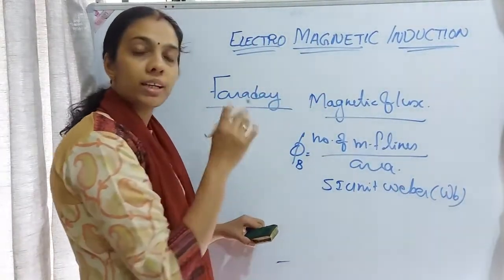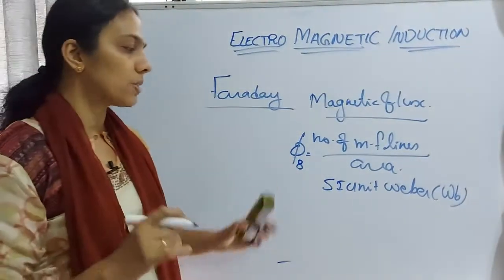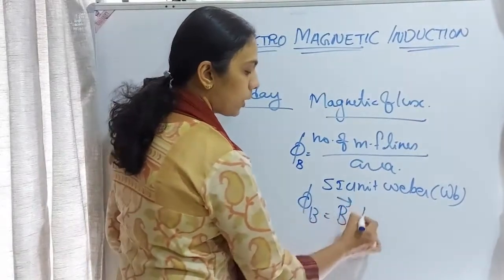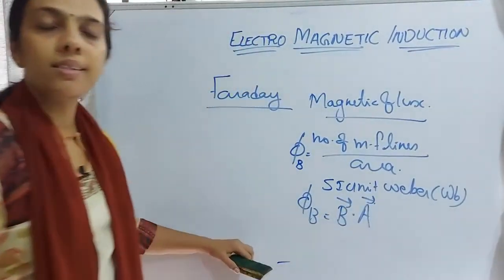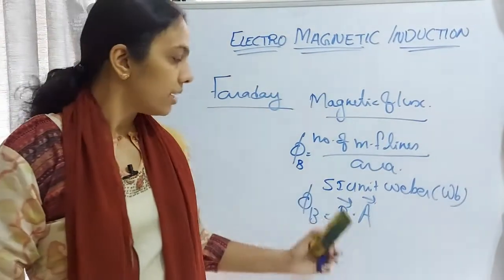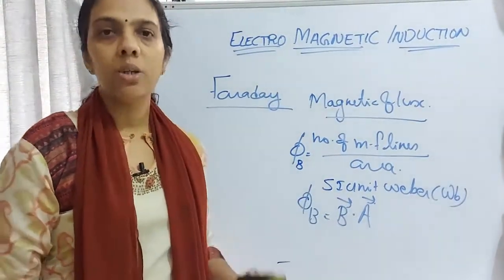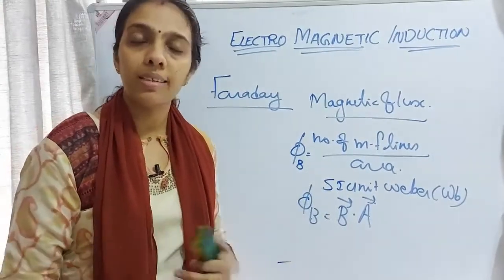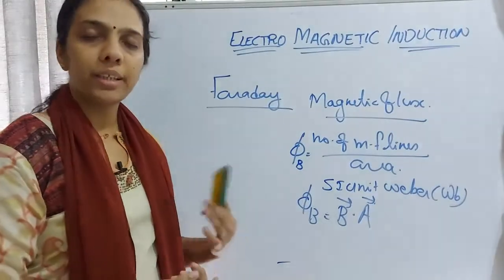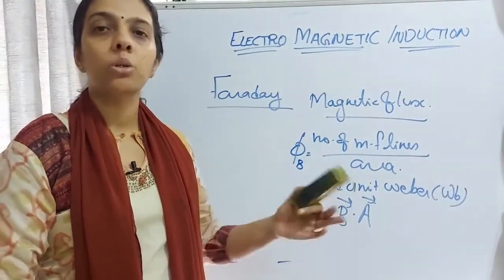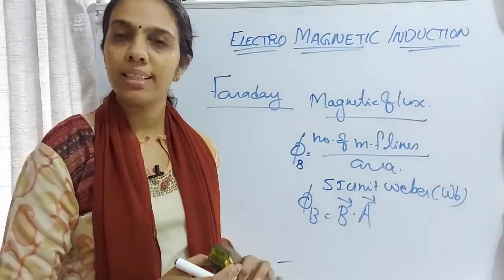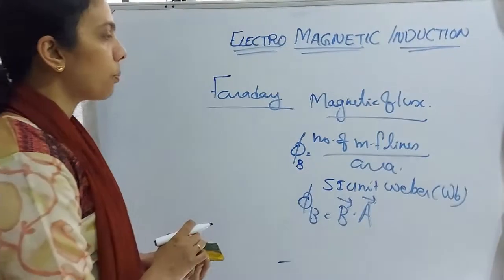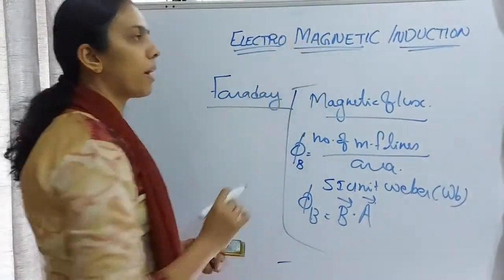Its formula is phi B equals B dot A. Phi B is equal to B dot A. So here, the dot product is BA cos theta. When theta is equal to 90 degrees, phi will be equal to 0, and when theta is equal to 0 degrees, it will be maximum. Okay, that you all know. Phi equals B dot A. This is the topic which is related to electromagnetic induction.